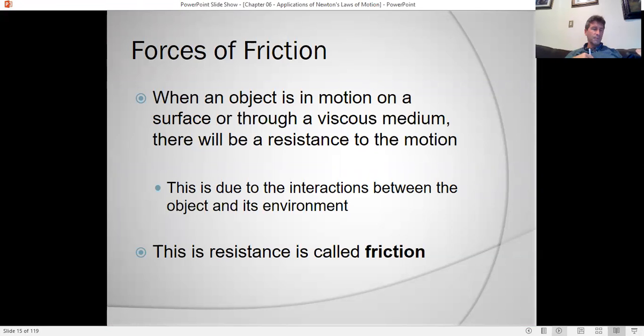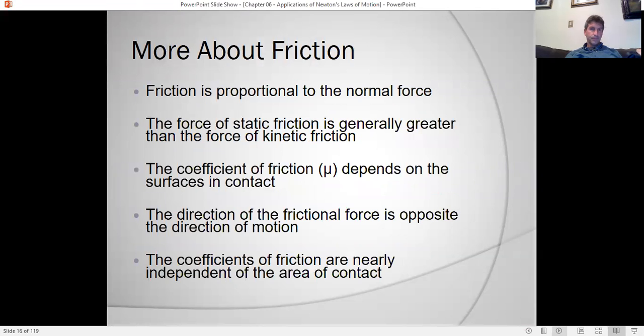There are also other forms of friction. It can be going through a viscous medium, which produces what we call drag. But really, we're going to focus on friction between two different surfaces.